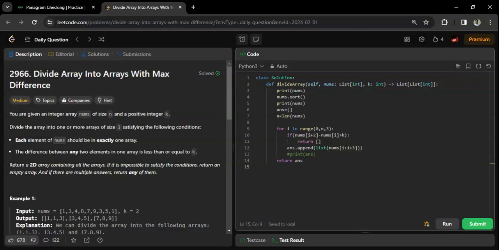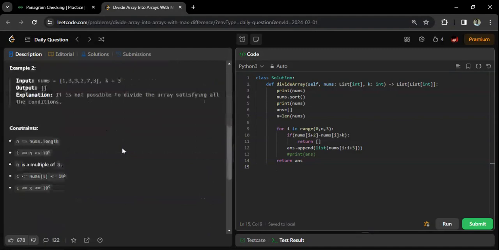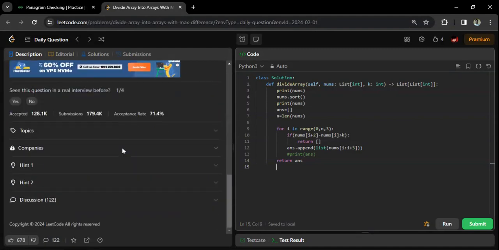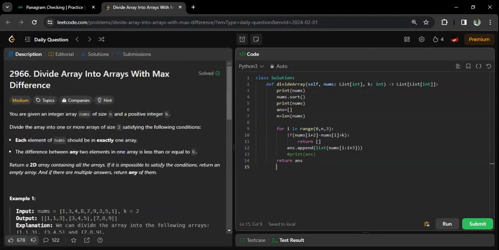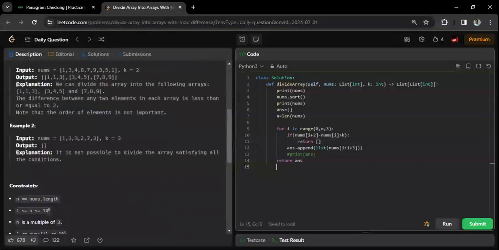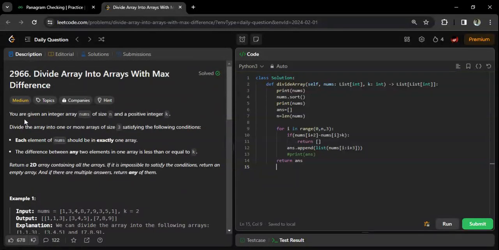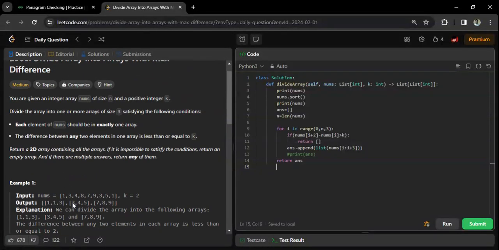Okay. So yeah, let's see what this question is with that intention. It's question 296, divide array into arrays with max difference. I felt this question is on the easier side, but if you get the hint, then we'll get to know why it's easy. But anyway, we'll see this and let's begin with the description. As you can see, we are given an array called nums, and we are given an integer called k.